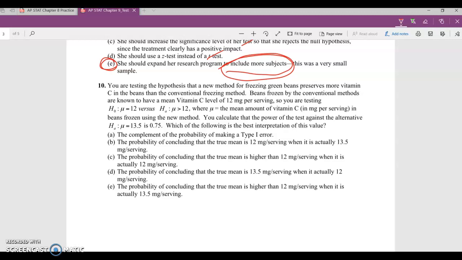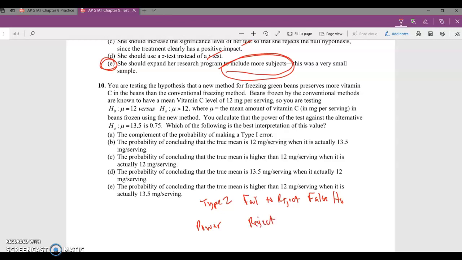So remember, we've got to reason our way through this. Type 2 error is failing to reject a false null. Power is the complement of this. So power would be correctly rejecting a false null. So let's see which of these matches. The complement of the probability of making a type 1 error. Now, it's a complement of making a type 2 error.